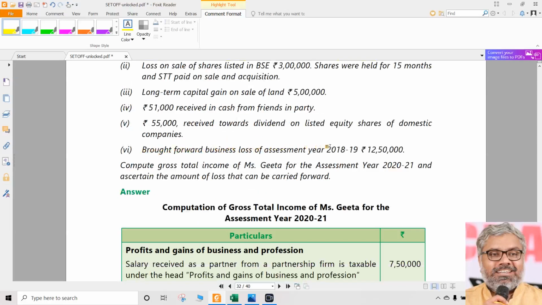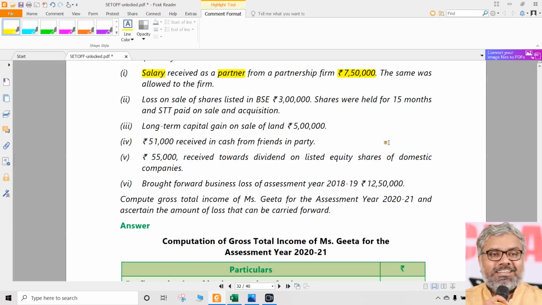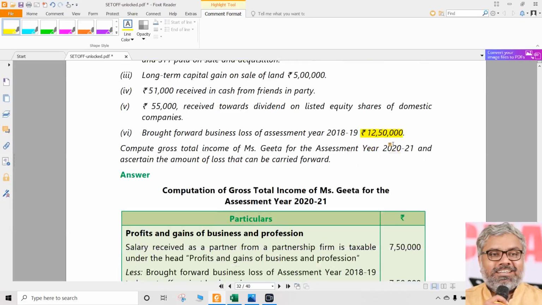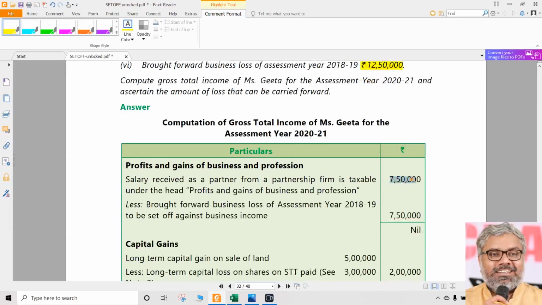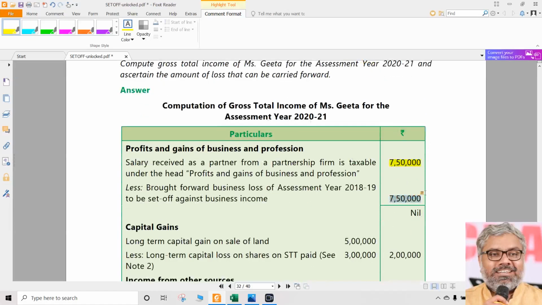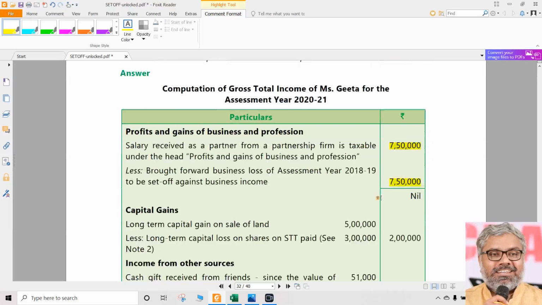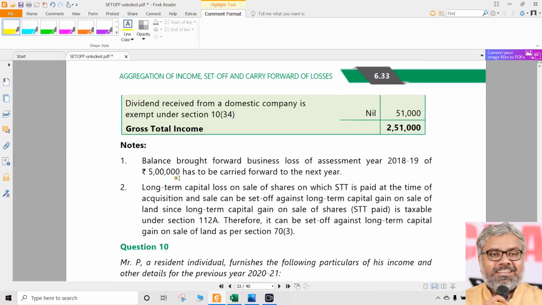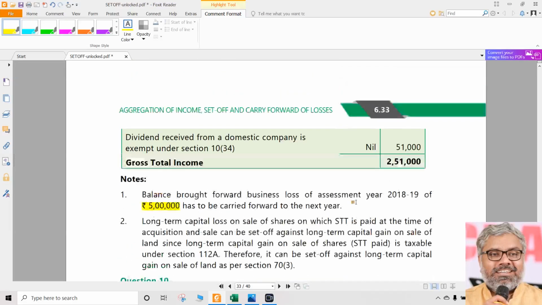Brought forward business loss of assessment year 18-19 is 12 lakhs 50,000 rupees. So brought forward business loss can be set off against PGBP only, under the same head, and we have 7,50,000 available here. Can this be set off against this? Absolutely yes, there is no problem. But 5 lakhs is still to be carried forward to next year. So it's a simple question. 7,50,000 is the PGBP and 7,50,000 is set off, which is coming from this 12,50,000, and the remaining 5 lakhs has to be carried forward for the next years.